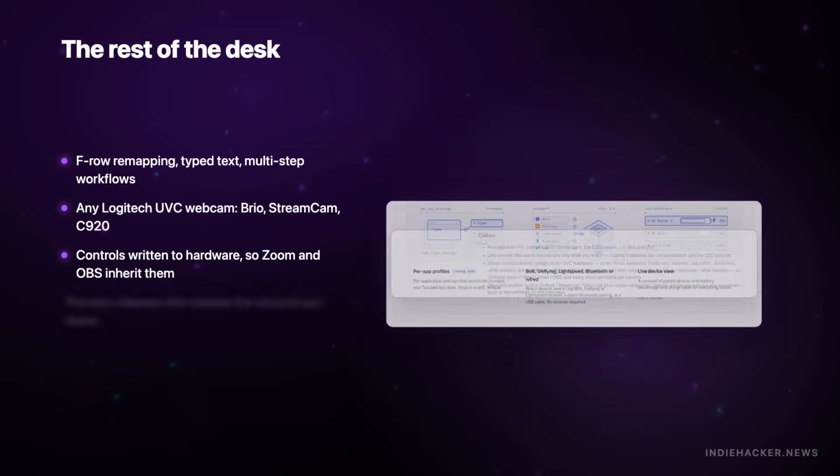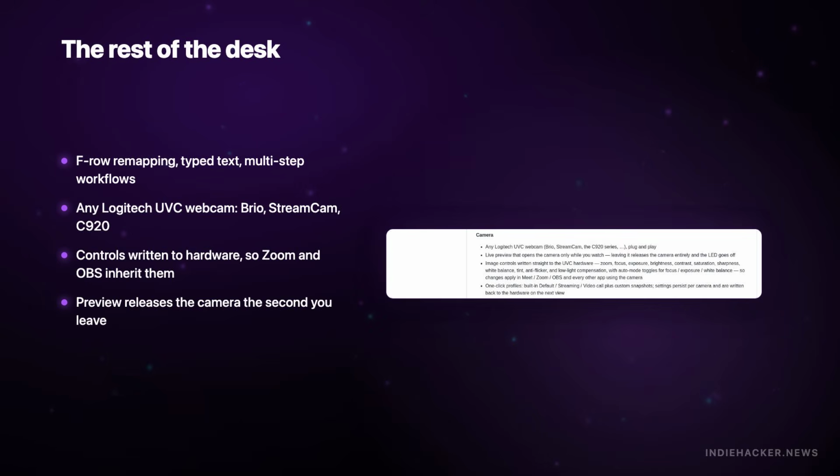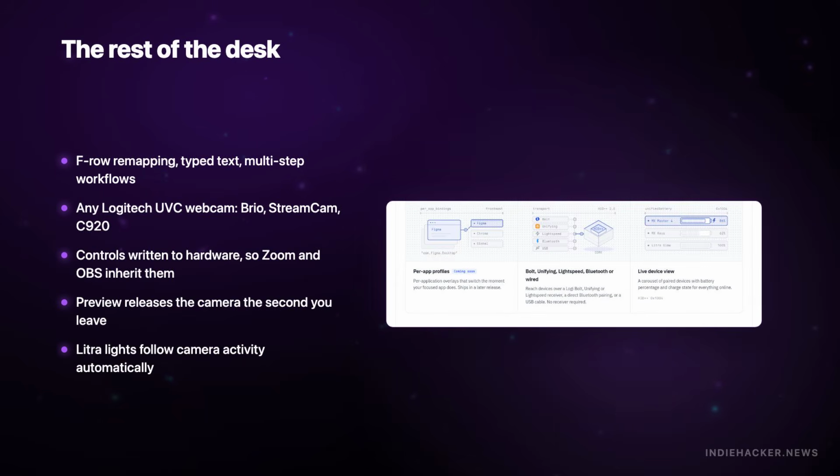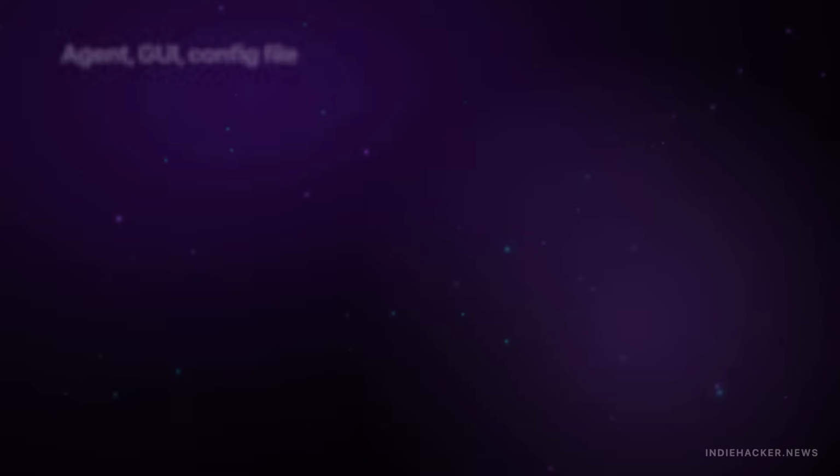The live preview only holds the camera while you're actually watching it, and the moment you leave, the indicator light goes out. Litra lights get brightness and color temperature, and they can follow camera activity, so the light comes up when the camera opens. Architecturally, it's split in two, and that split is most of the reason it stays light.